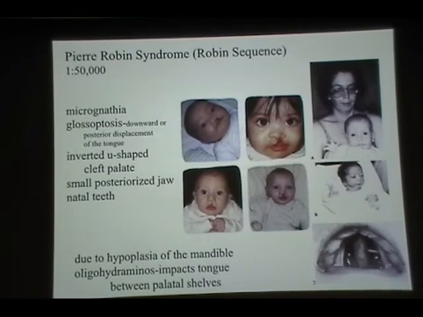Still 1 in 50,000, very, very rare. Small, posteriorized jaw, natal teeth. What's a natal tooth? Born with teeth. This can also cause a situation called oligohydramnios, where you have too little amniotic fluid, because the oral cavity and everything didn't develop properly early enough to start the amniotic fluid build-up, so they can be in an amniotic cavity that's rather small, which can cause other issues.